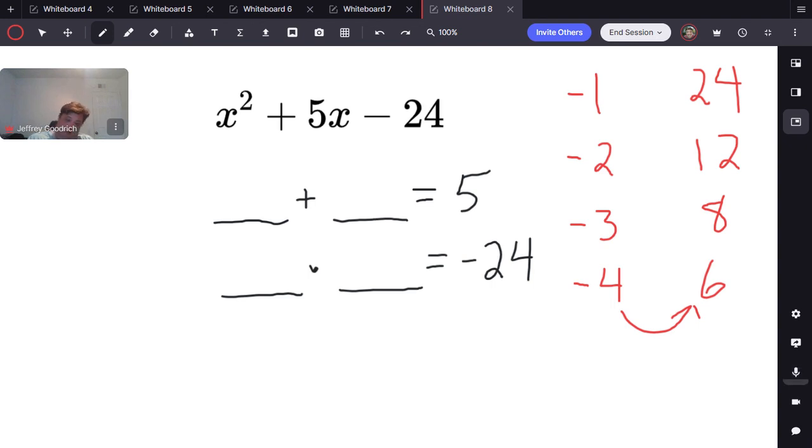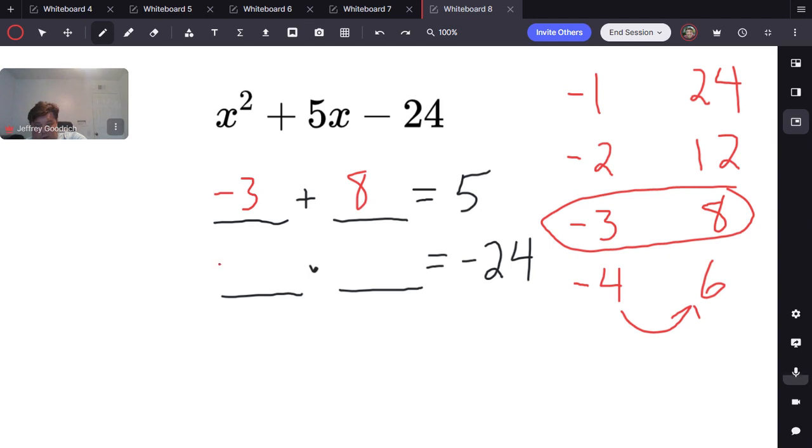Let's see. So now the question is, which one of these would add to 5? Well, when I'm looking at it, it looks like -3 and 8, right? Because the 3 negatives would cancel out with 3 of the positives, and you would get left with just 5. So we've got -3 and 8. That seems to work.